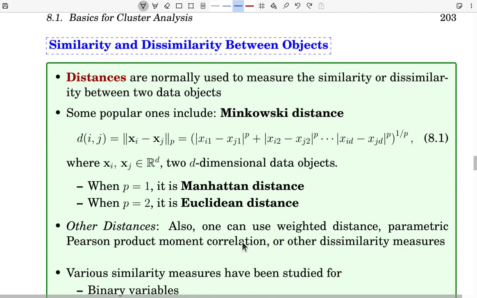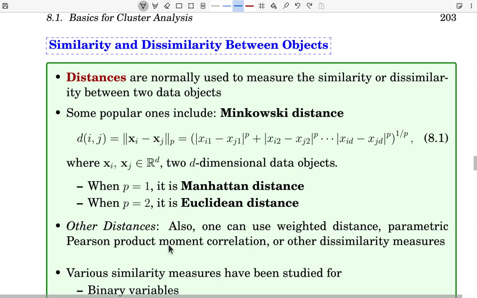Okay, here we'll consider typical similarity and dissimilarity measures between objects. Distances are normally used to measure the similarity or dissimilarity between 2 data objects. Some popular measures include Minkowski distance, which is basically the p-norm. Once p is 1, it is also called Manhattan distance. And if p is 2, then it is the well-known Euclidean distance.